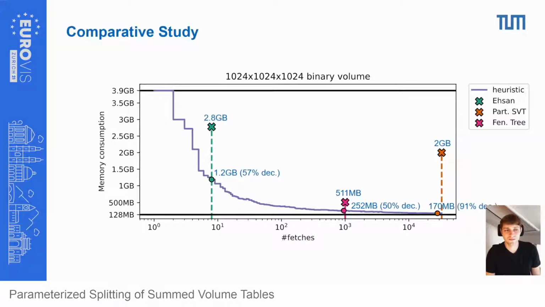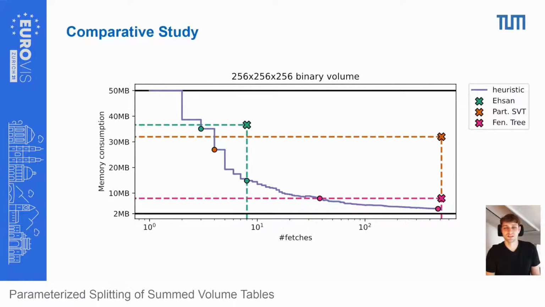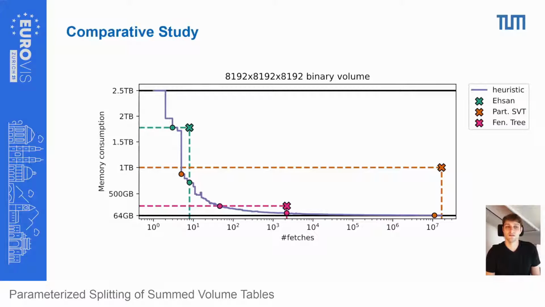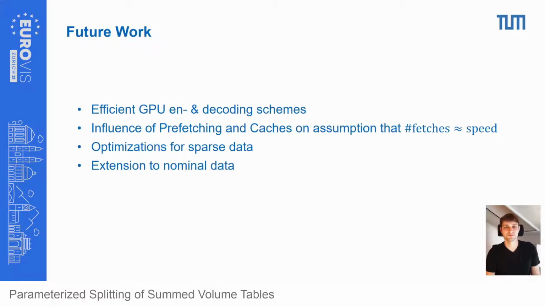consumption by at least 50%, and similar results are obtained for different volume sizes, such as 256 to the cube, 2k to the cube, or 8k to the cube. In particular, when increasing volume sizes, our approach becomes even more interesting since reference methods start to become unavailable due to their fixed memory requirements.